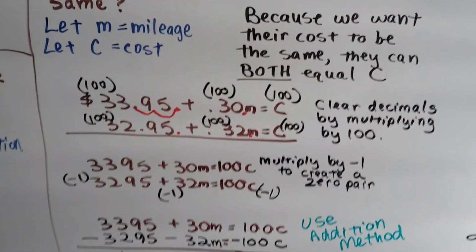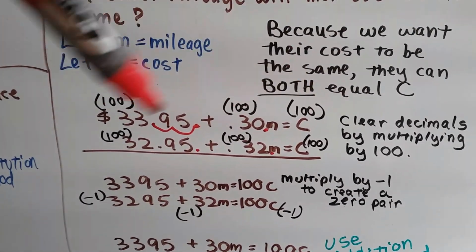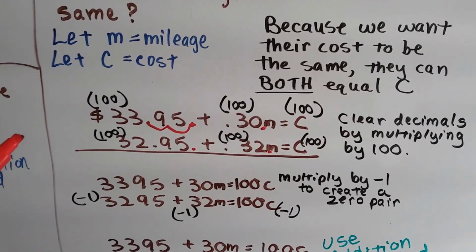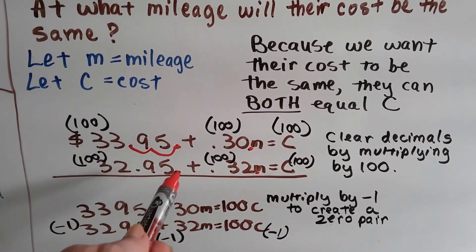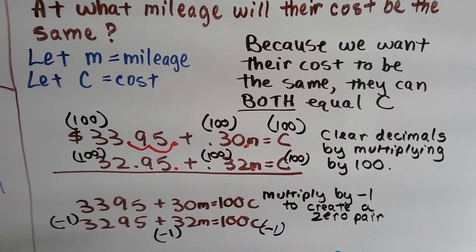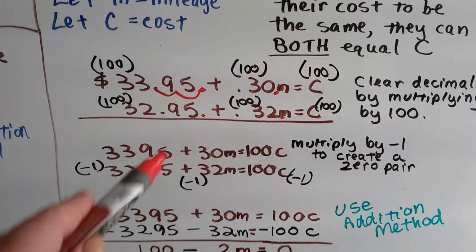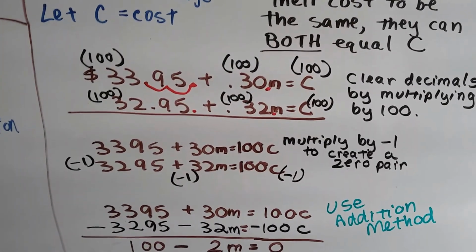But we need to clear the decimals. So we've got 6 things here. 1, 2, 3, 4, 5, 6. And we're going to multiply every single one of them by 100 to clear the decimals. And it'll put that decimal point in the back of them, see? But it'll also make this 100C and that 100C. Well, they both have a plus sign. And we need to create a 0 pair. We need to start eliminating.